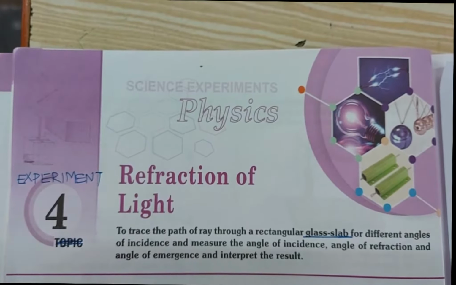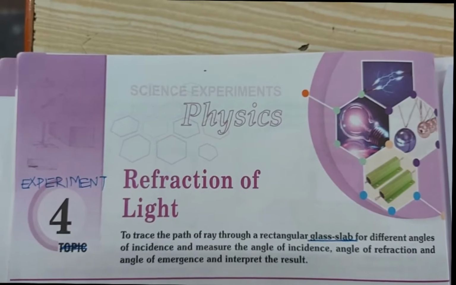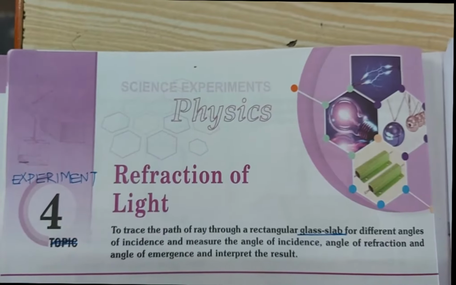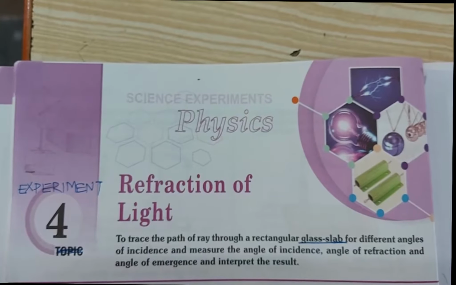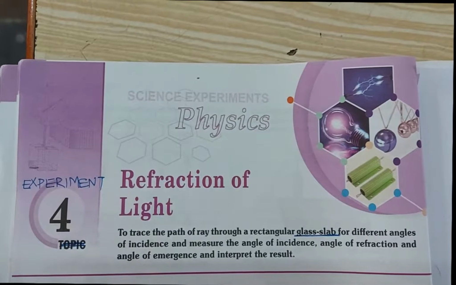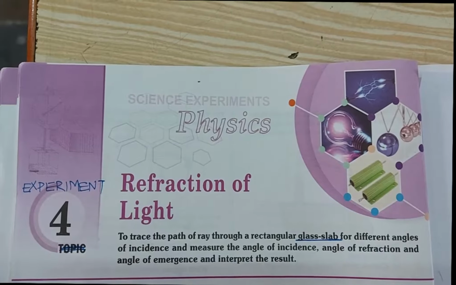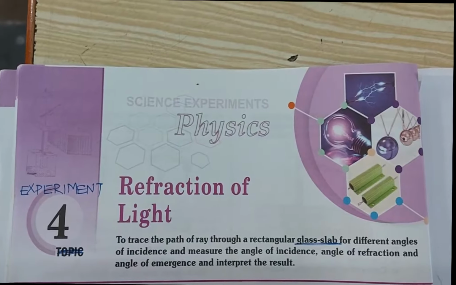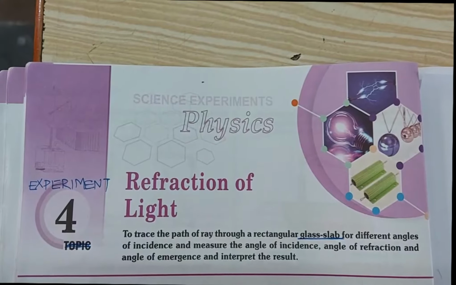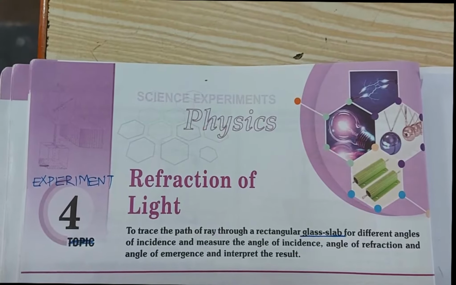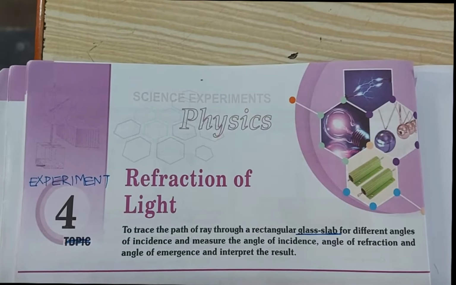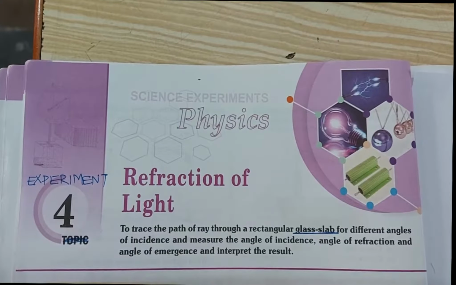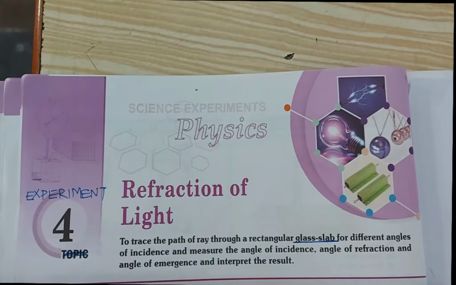Experiment 4 of physics is refraction of light. The first experiment in this category is to trace the path of a ray through a rectangular glass slab for different angles of incidence, and measure the angle of incidence, angle of refraction and angle of emergence and interpret the result. So over to the apparatus now along with the experiment.